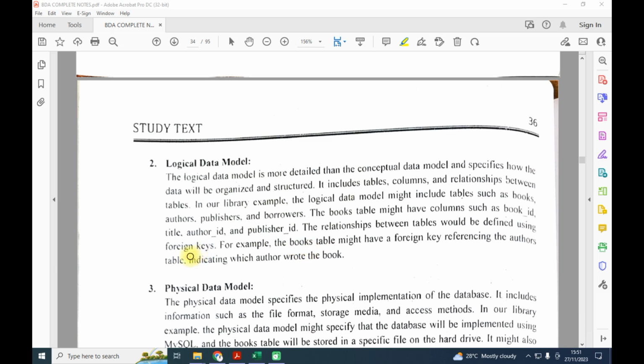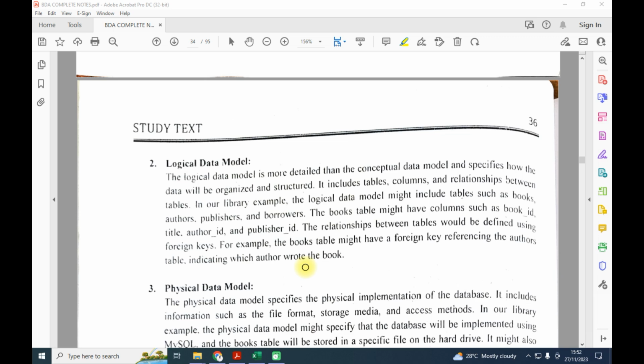And remember, when you talk about the primary and foreign keys, they are normally to prevent duplication. You cannot duplicate. They normally lock the values so that they will avoid duplication. So the books table might have a foreign key referencing the authors table, indicating which author wrote the book. That is an example of the logical model.